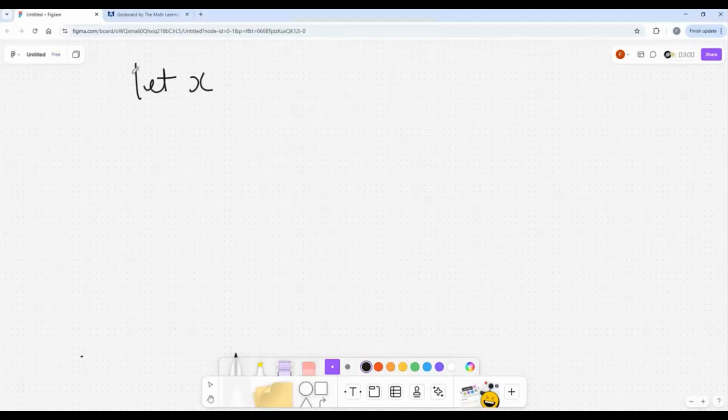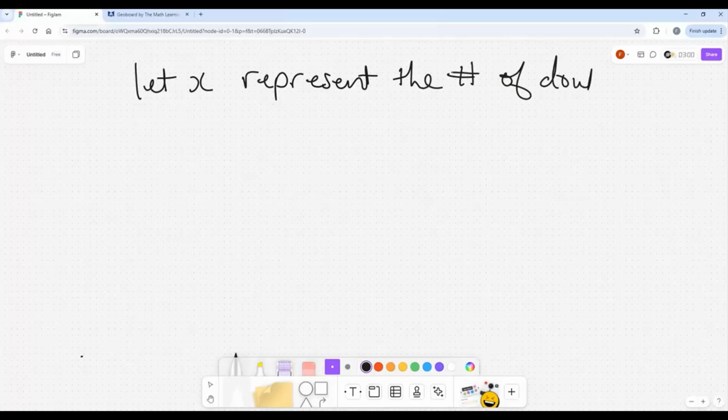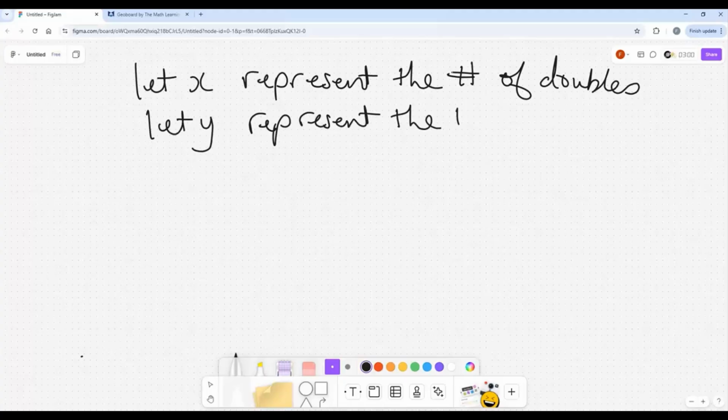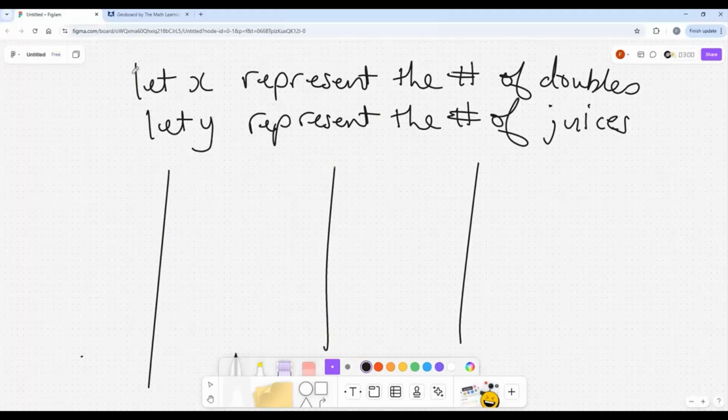So we can say let x represent the number of doubles, and we can say let y represent the number of juices. So we are going to have 3 different inequalities for this question. So I'm going to section my whiteboard into 3 sections.